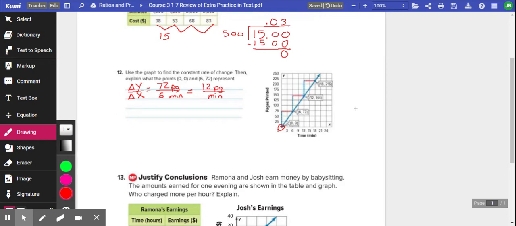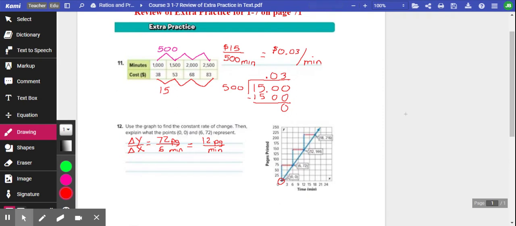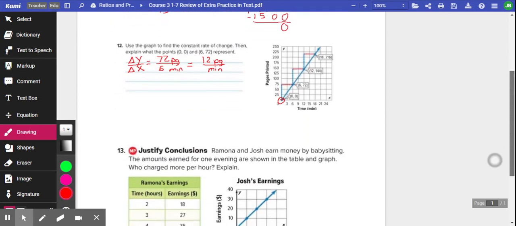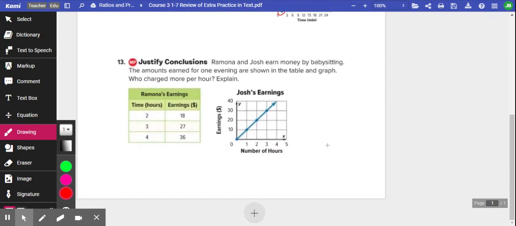Okay? So now let's jump down and we're going to go over number 13. It says that Ramona and Josh earned money by babysitting. The amounts earned for one evening are shown in the table and in the graph. Who charged more per hour?